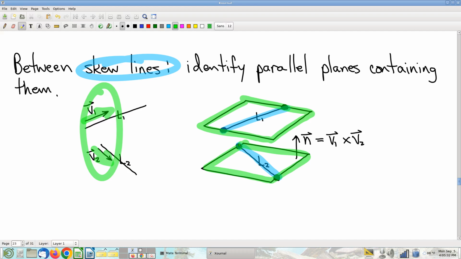Right? If I compute this cross product, let's compute the cross product of those two given vectors. There we go. This cross product is perpendicular to V1, and therefore it's perpendicular to this line, which means that this line is parallel to that plane. And likewise for the other one.